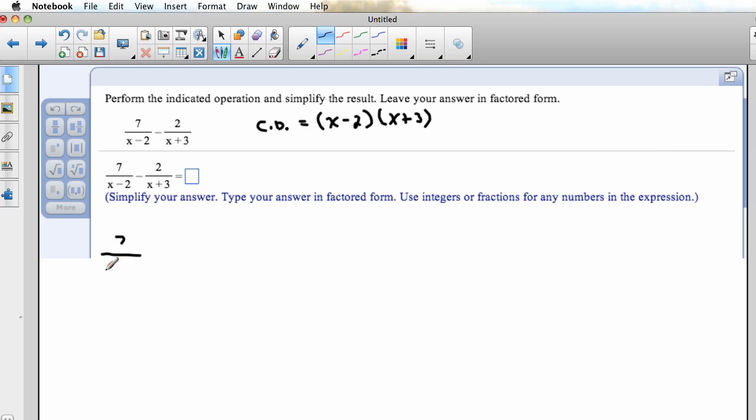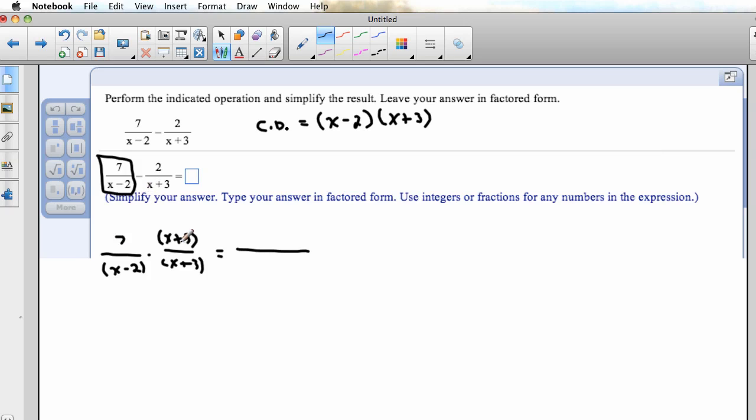So I'll take the fraction 7 over x minus 2. That's my first fraction. And I'm going to multiply the top and bottom by x plus 3. As long as I multiply the top and bottom, we know that that's an equivalent fraction. It doesn't change the value of the fraction. And so when I multiply the numerator, multiply the denominator, I will multiply out the numerator because I know I'm going to have to subtract in a second and simplify. So I might as well go ahead and multiply this out.